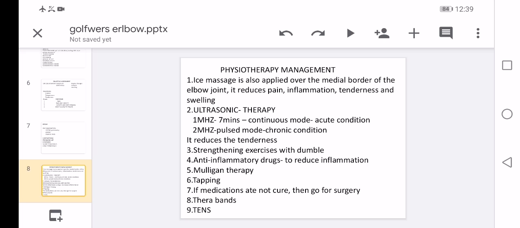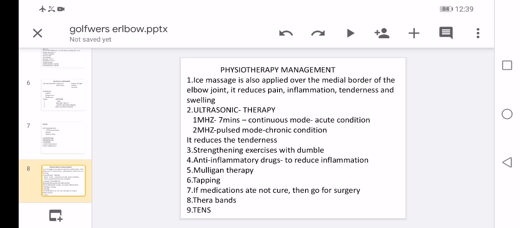You can take 3 sets, or you can do 2 sets and continue daily for 10 sessions. You can have ultrasonic therapy, using 1 megahertz for 7 minutes. It may be used in acute conditions at a continuous mode.